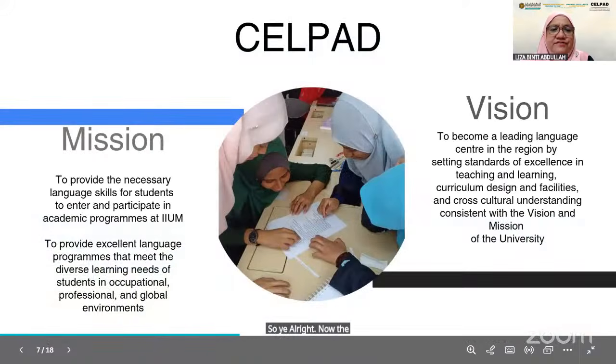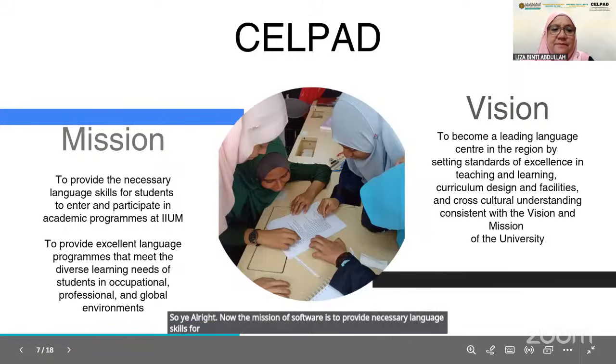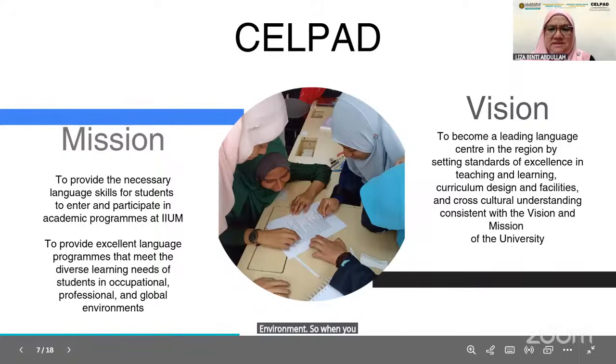Now, the mission of CELPAD is to provide necessary language skills for students to enter and participate in academic programs in IIUM, and also to provide excellent language programs that meet the diverse learning needs of students in occupational, professional, and global environments. So when you look at our courses, you know that we are not only doing proficiency courses, but also language courses for you to prepare yourself for the working world, occupational, and to be professional, inshallah.